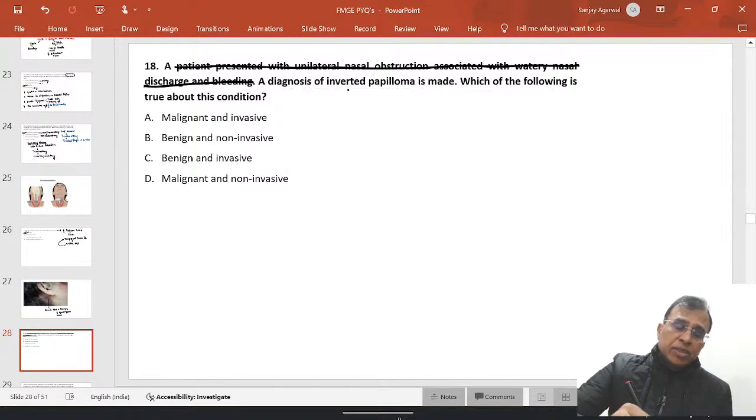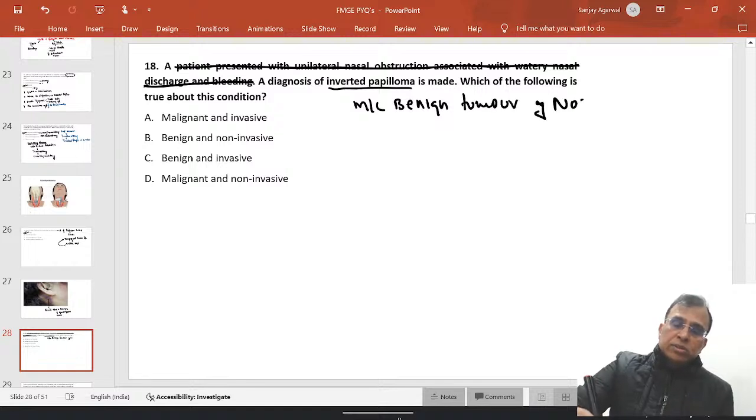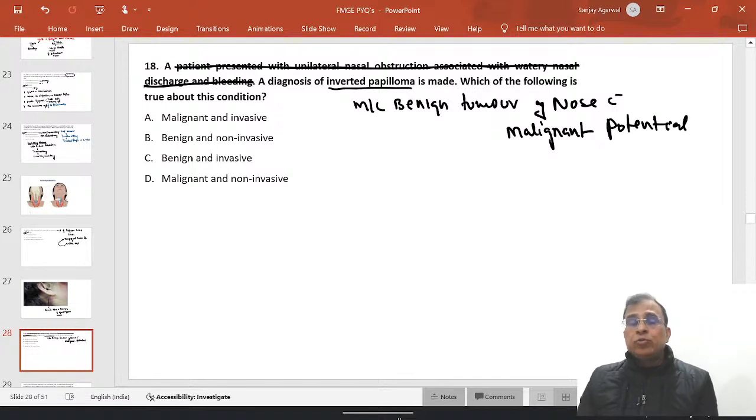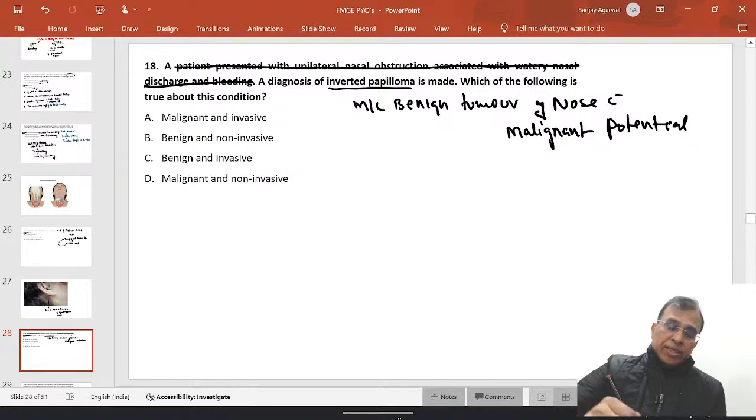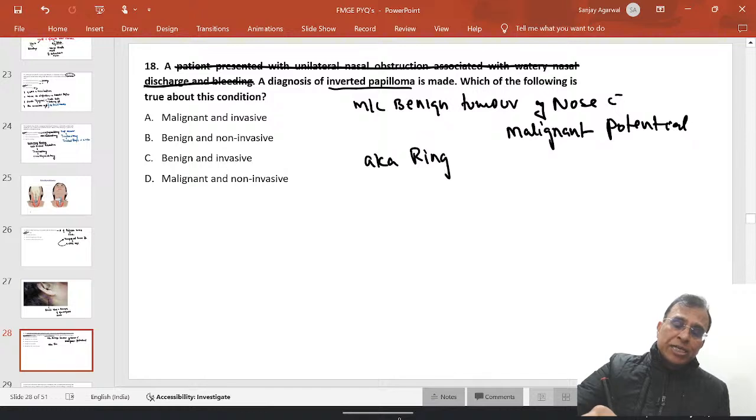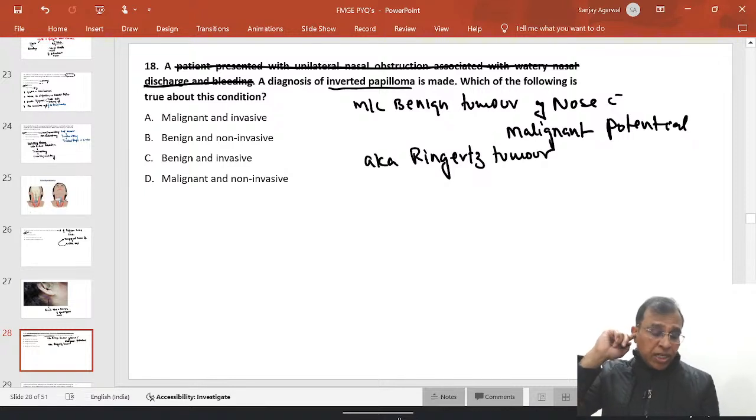And inverted papilloma, for those who know, is the most common benign tumor of the nose with malignant potential. That means it can get converted into malignancy. So it's described as a benign tumor with malignant potential. It's not a malignancy in the beginning, it may become malignant. It's like a pre-malignant disease. The other name for inverted papilloma is Ringer's tumor. This question was asked some time back. What is a Ringer's tumor also called? This was an MCQ. Ringer's tumor is also called inverted papilloma.